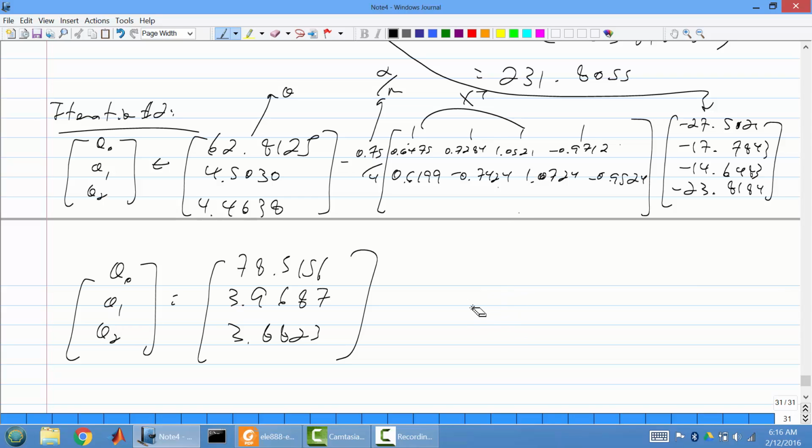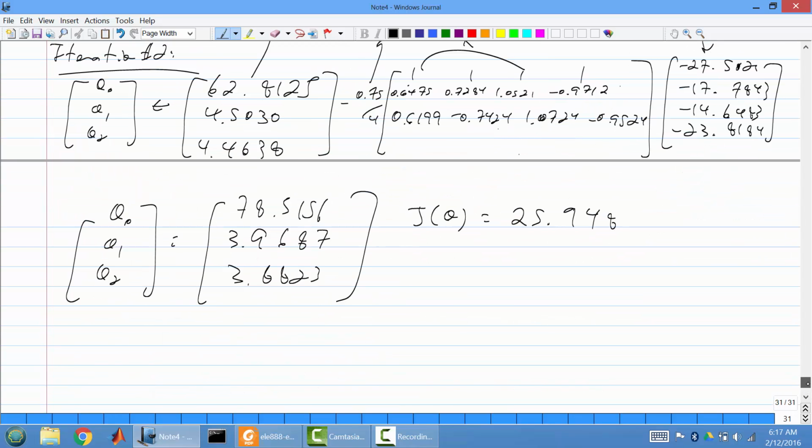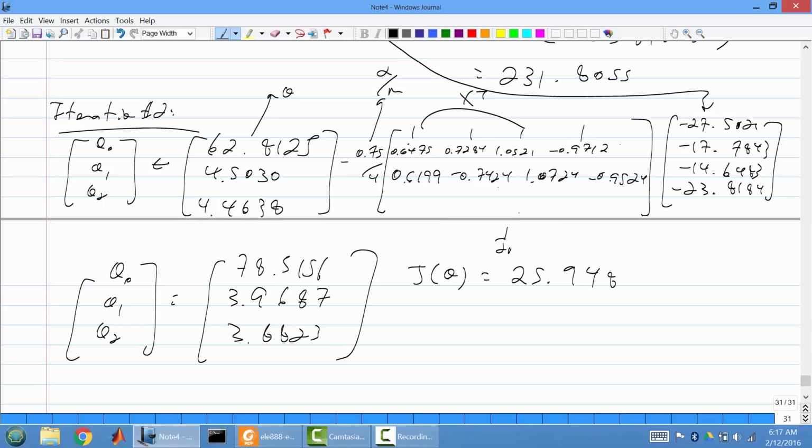Okay, and then J of theta. All right, this cost is simply equal to, let me see, did I compute it? Hold on. So the cost here was 25.948. Alright? This, if you want to go through yourself, it's just 1 over 2m and then x. Okay, you can do that yourself.